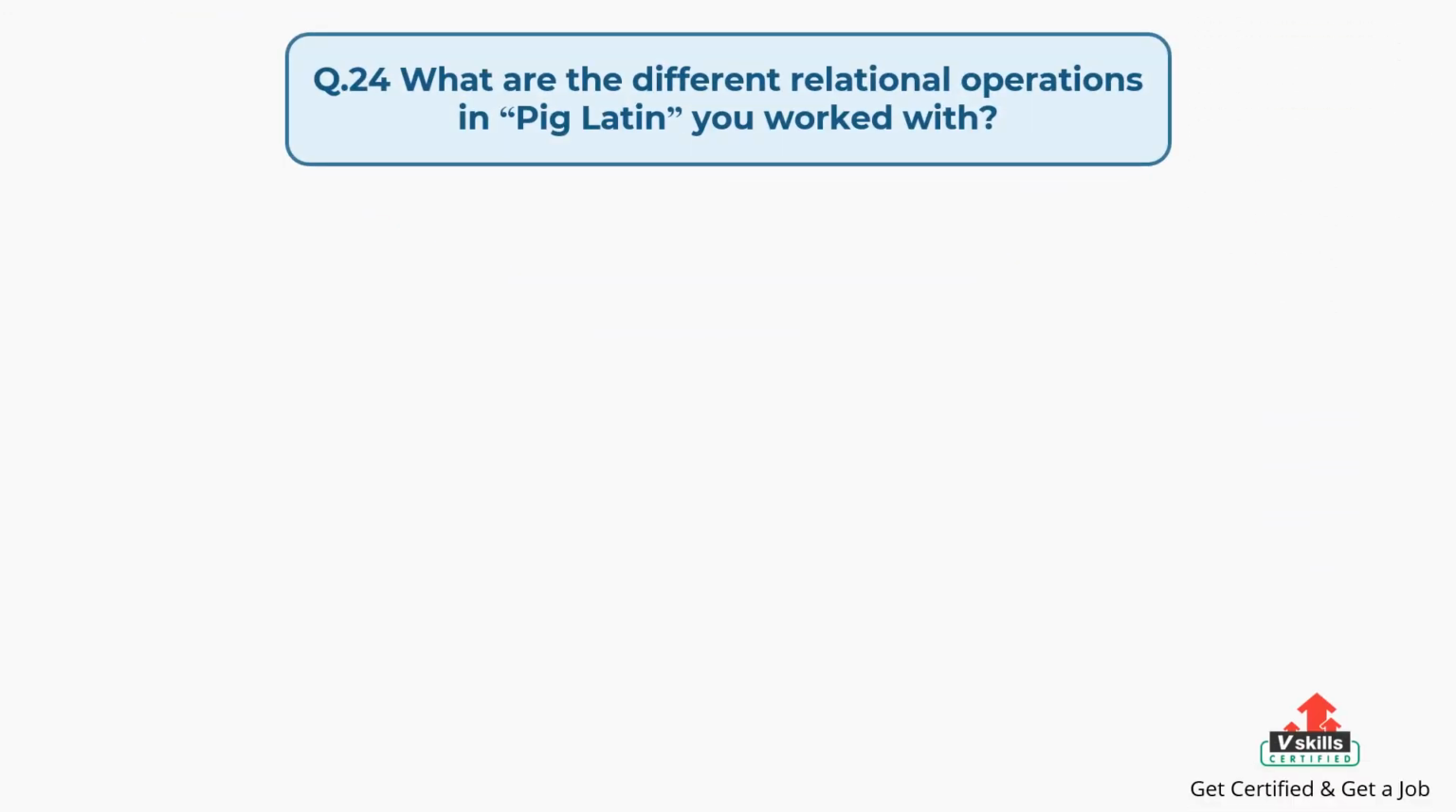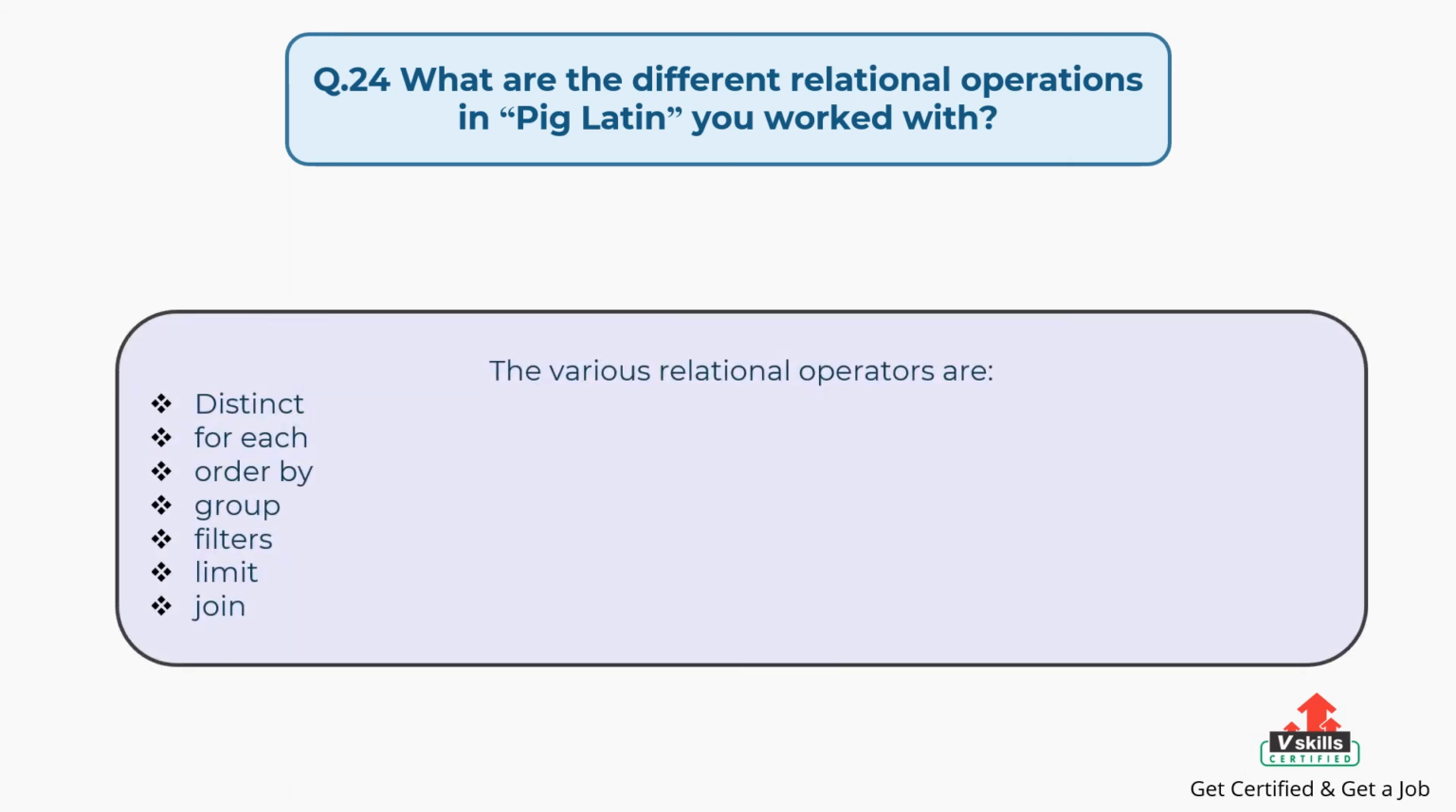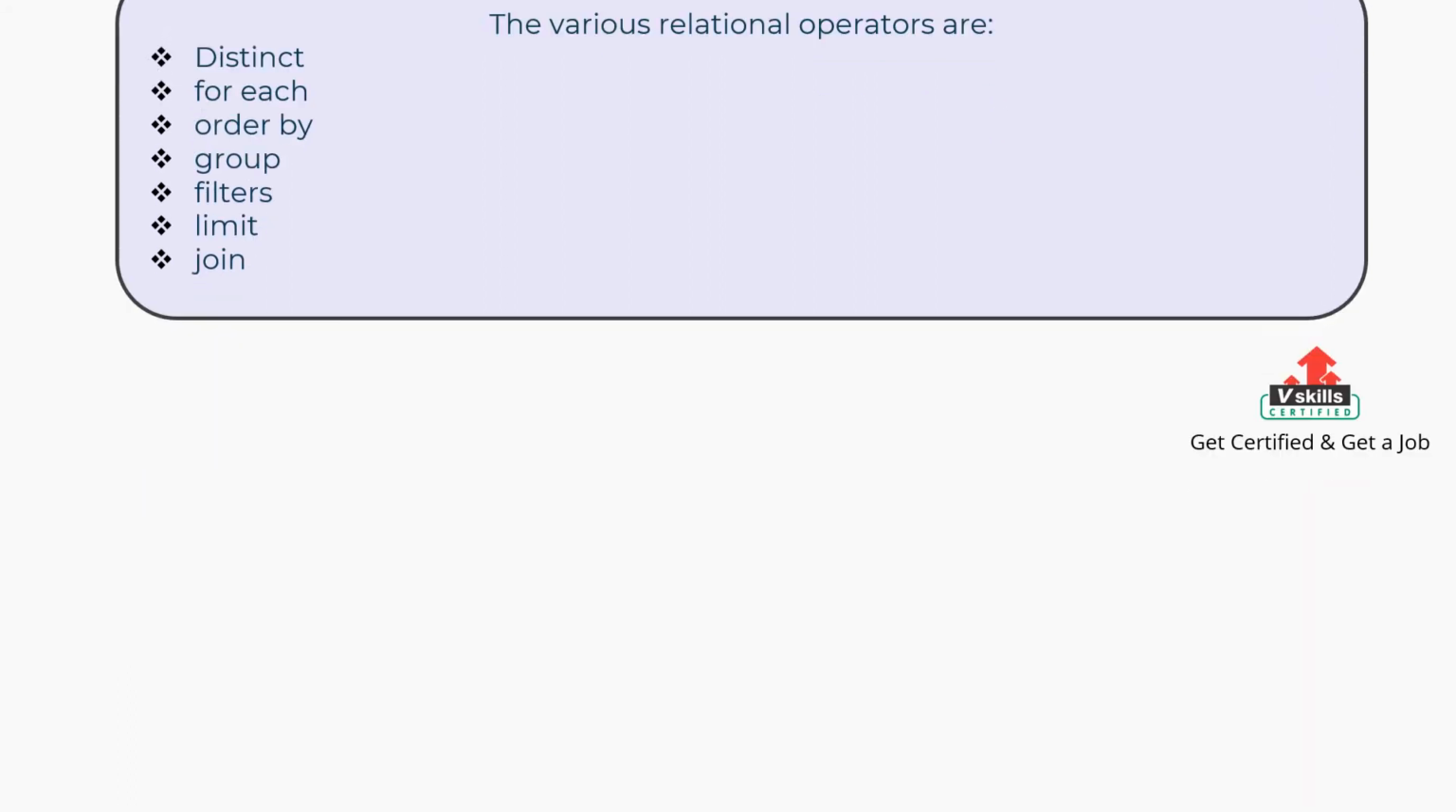Question number 24. What are the different relational operations in Pig Latin you worked with? The answer is, the various relational operators are distinct for each: order by, group, filters, limit, join.